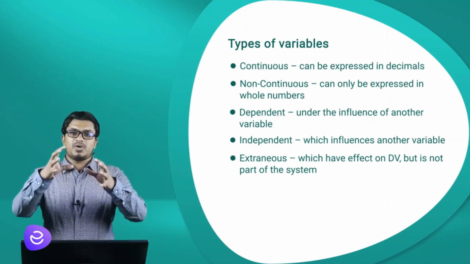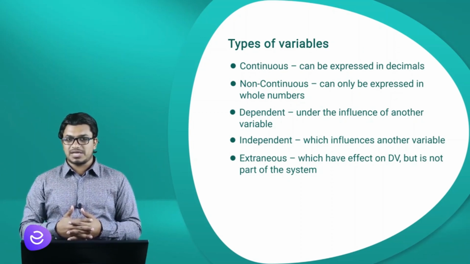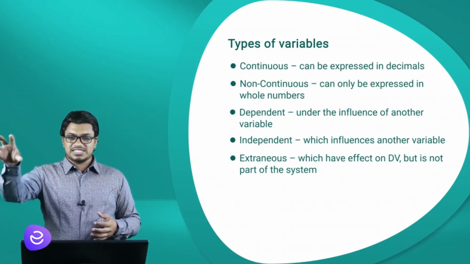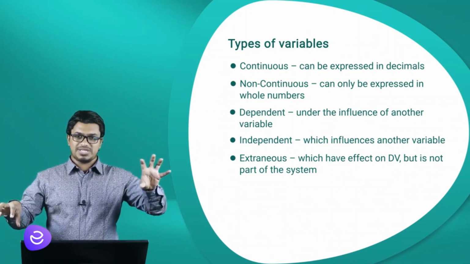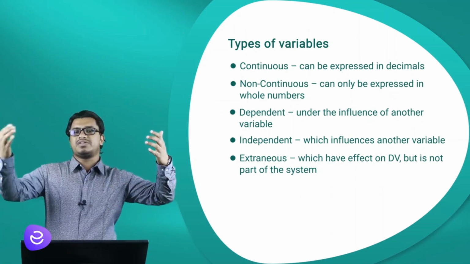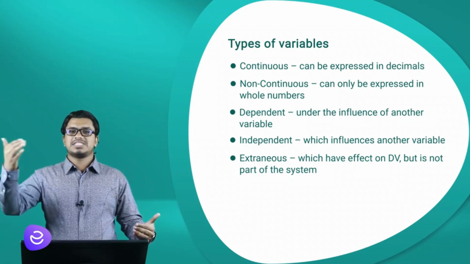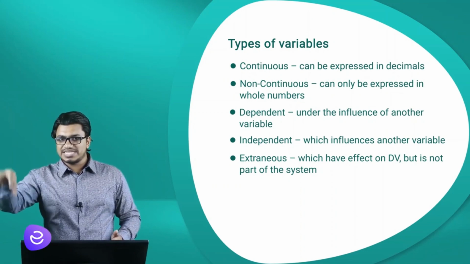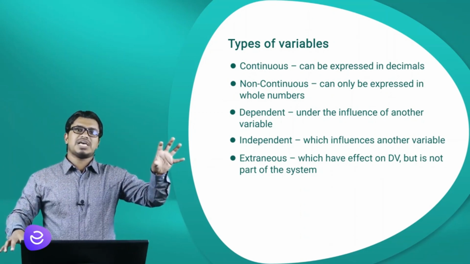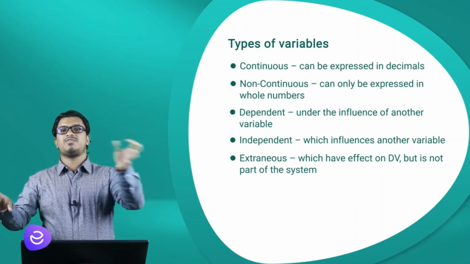For example, the same ice cream example that we took earlier. The sale of the ice cream is actually a dependent variable. It is dependent upon the weather. If the weather increases, the sale also increases. If the weather decreases, the sale also decreases. So the sale of the ice cream is a dependent variable because it is dependent on the weather. The weather is an independent variable because it influences the sale.